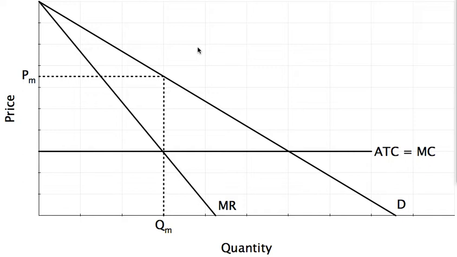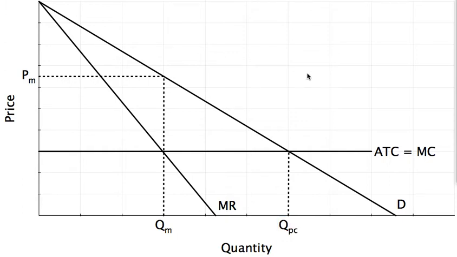What would this output level be if we were in a perfectly competitive market? If you remember, in a perfectly competitive marketplace, price, demand, and marginal revenue are the same. They would be equivalent to one another. So in order to get the perfectly competitive output level, we will go to where marginal cost intersects the demand curve. If we go from that point straight down, that gives us the output level in a perfectly competitive marketplace. So that's Q, and we'll say sub PC for perfect competition.